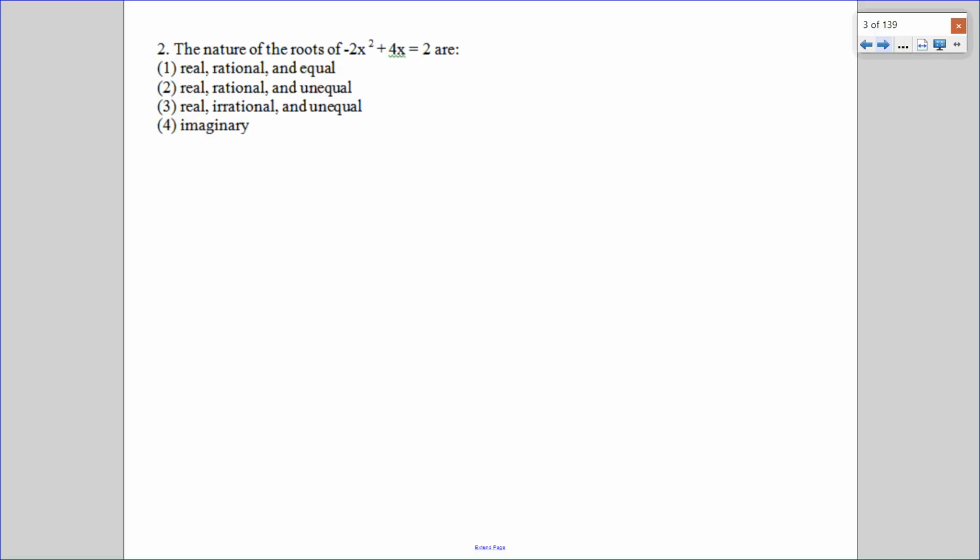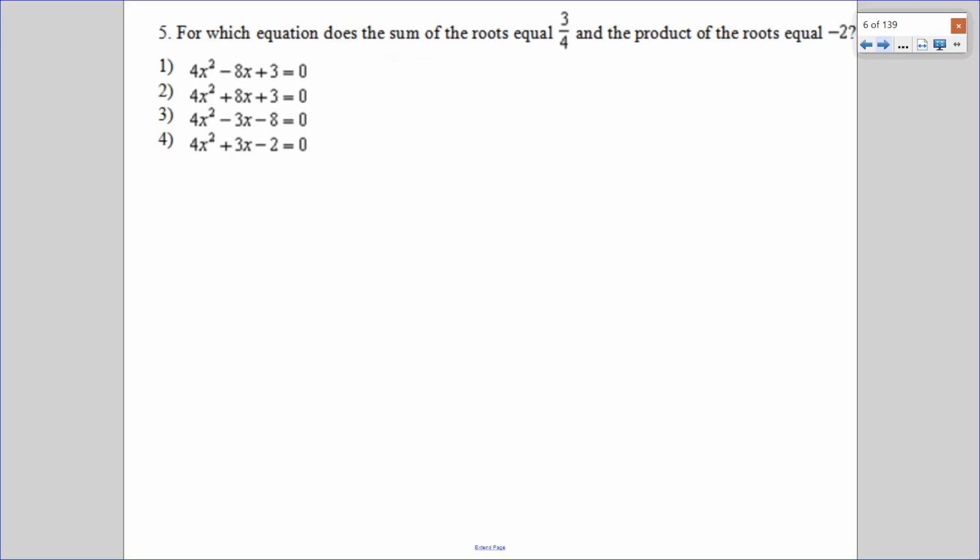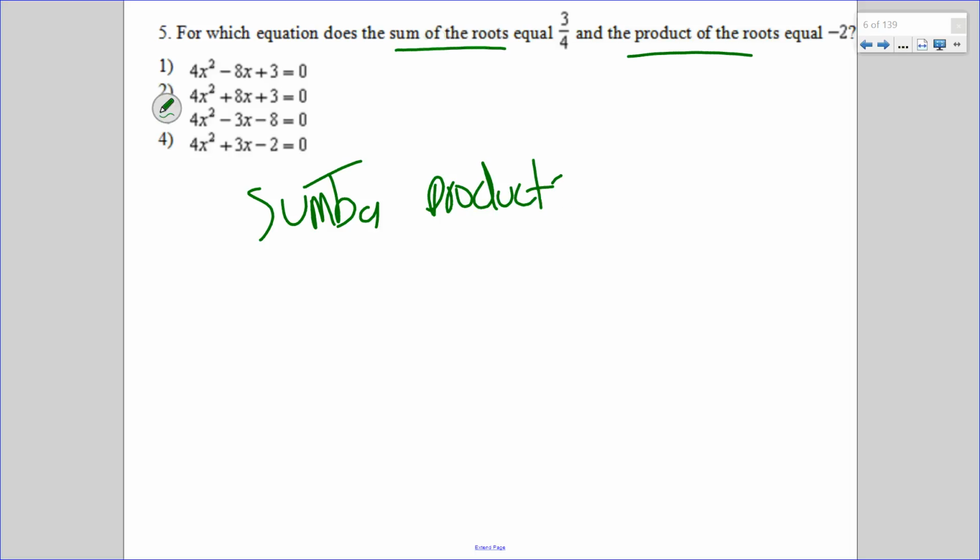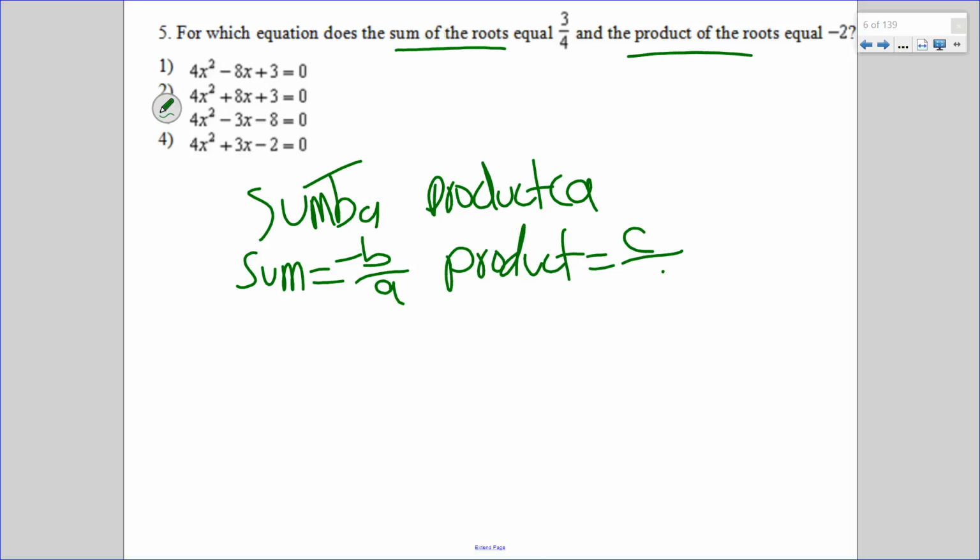So that's what you need to do for numbers 1, 2, 3, 4. Moving to 5, your spark is sum of the roots, product of the roots. You got those Russian gardeners. Their names are Sumba with an accent mark and Produtka, which hides the formulas. Sum equals negative b over a, and product equals c over a. So you have to kind of go through each choice and see which one holds true. I believe the answer is choice 3.